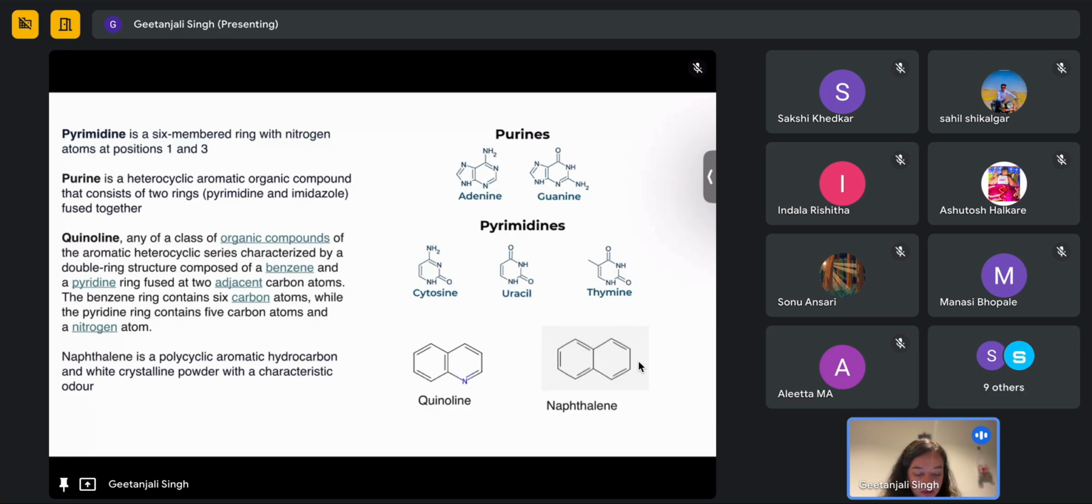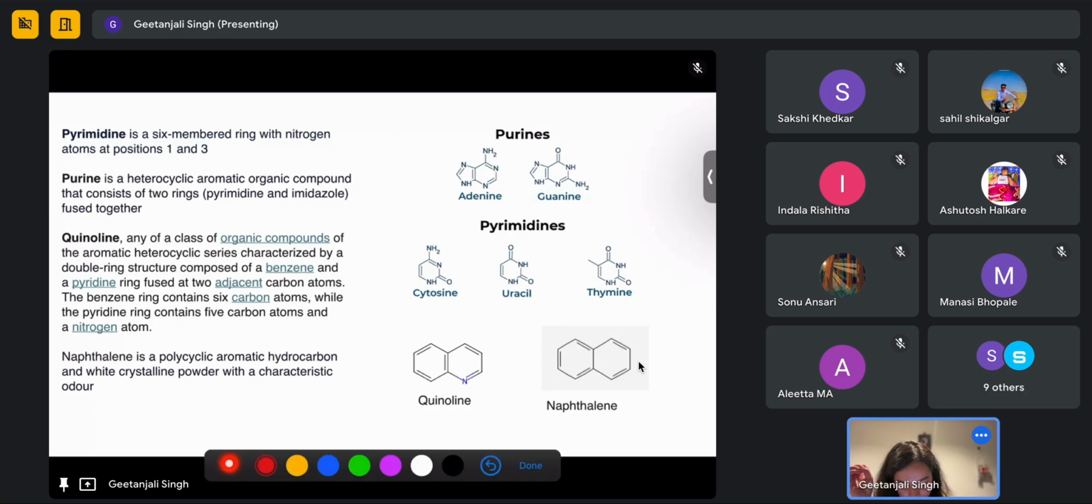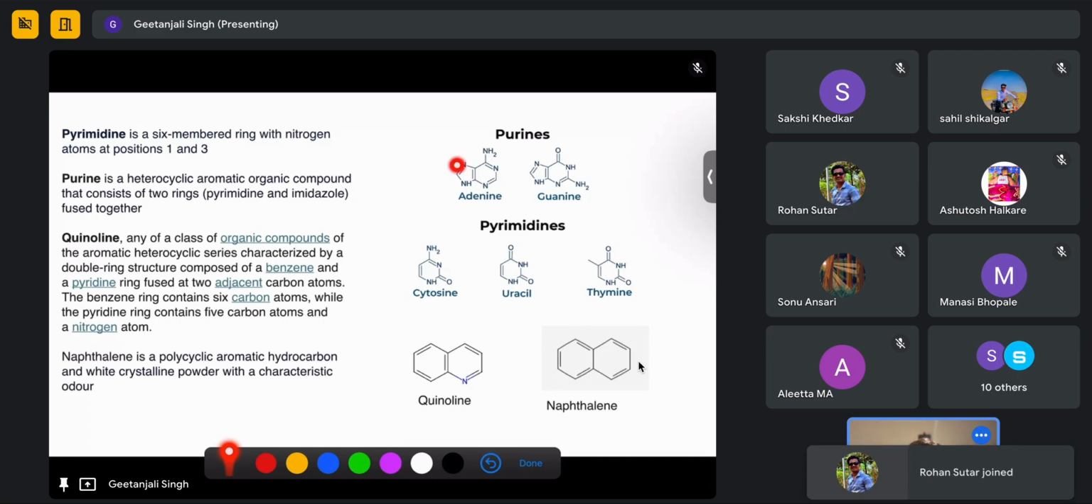So purines and pyrimidines are basically nucleic acids that make our DNA and RNA. Now pyrimidines are basically a heterocyclic ring in which nitrogen is present in 1 and 3 position, whereas purine is a heterocyclic aromatic compound. It's basically made up of pyrimidine and an imidazole ring. You can see here. This is the pyrimidine ring and this is the imidazole ring. They both fuse together and make purines.